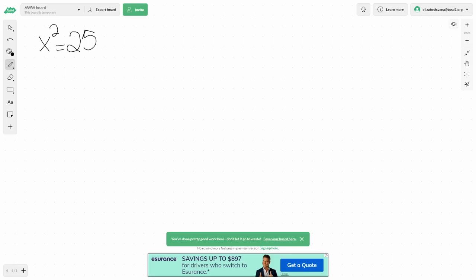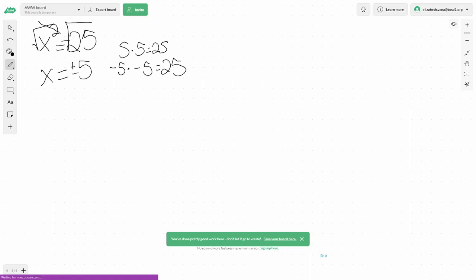In this case, you would just take the square root of both sides. What you do to one side, you have to do to the other in order to keep the equation balanced. The square root and squared cancel each other out, so we're left with x. And then the square root of 25 is 5. But remember, it could be positive or negative 5. Remember, 5 times 5 equals 25, or negative 5 times negative 5 also equals positive 25.